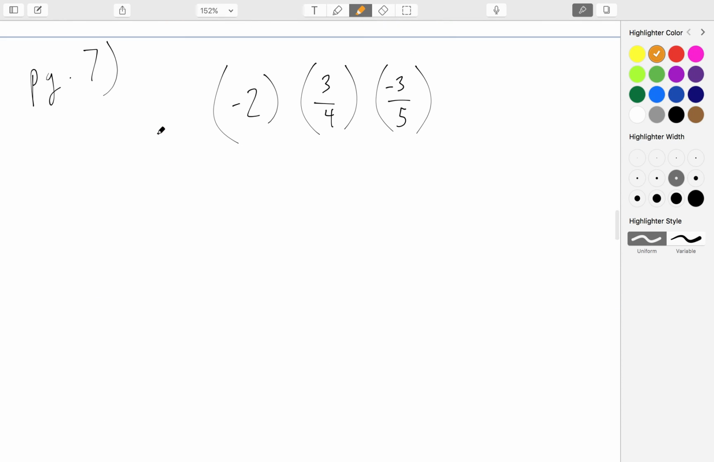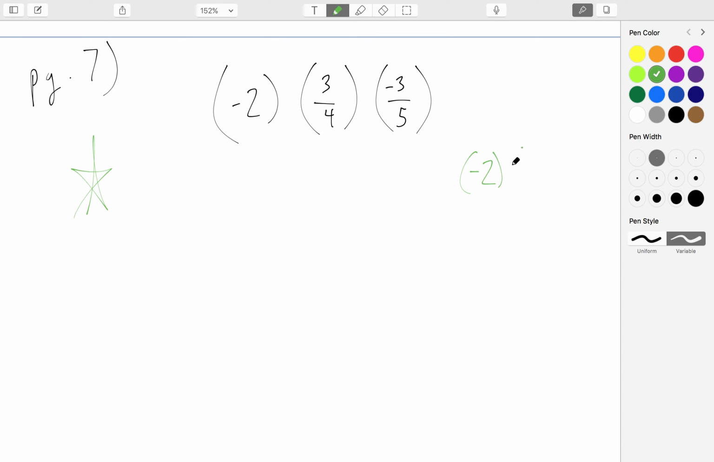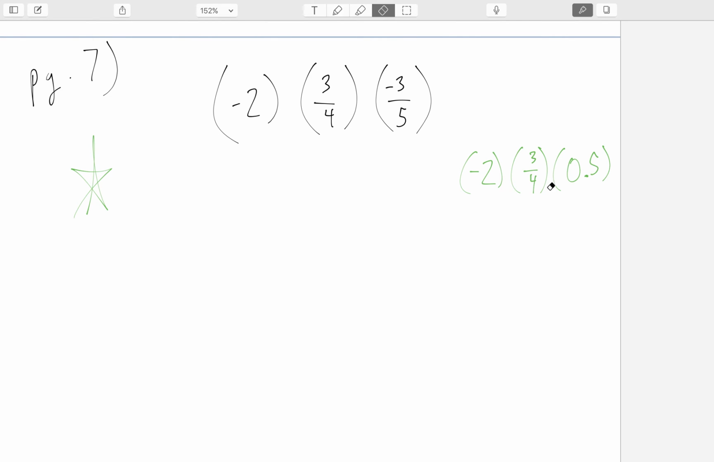Okay, next one, page 7. So we have negative 2 times 3/4 times negative 3 over 5. Now, this will be on your test, so I would star this. You need to know how to multiply 3 terms, and sometimes you don't have this in your graphic organizer, but I want you to think about how you would do this if in your test you had something like this. So a whole number, a fraction, and a decimal. So for now, we're going to work on 2 fractions and a whole number. But something like this is what you'll need for the test. If you want to copy that down, I would strongly recommend it. But I'm going to erase it for now.